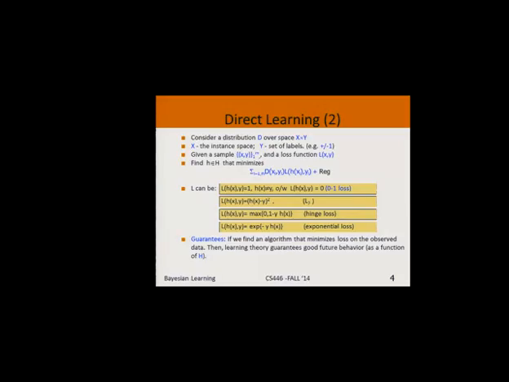And we got some guarantees, right? The guarantees are that if we find an algorithm that minimizes the loss on the observed data, then it's going to be good in the future. And good is something that is quantified based on the size of the hypothesis space that we have, and also a function of how many examples we were good at, right? The sample size that we had. And that's basically summarizing everything we've done so far.